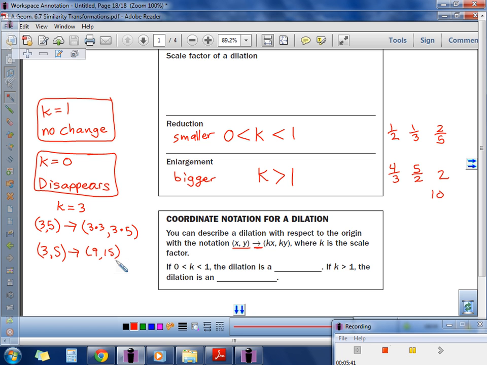So one more time. If k is between 0 and 1, we have a reduction. And if it's greater than 1, we have an enlargement.